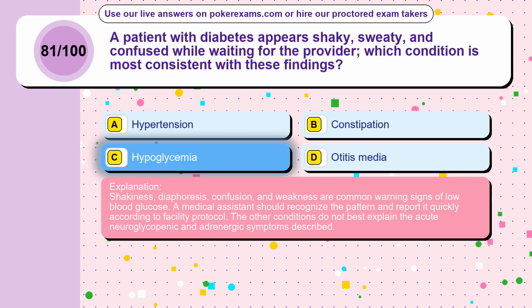Shakiness, diaphoresis, confusion, and weakness are common warning signs of low blood glucose. A medical assistant should recognize the pattern and report it quickly according to facility protocol. The other conditions do not best explain the acute neuroglycopenic and adrenergic symptoms described.